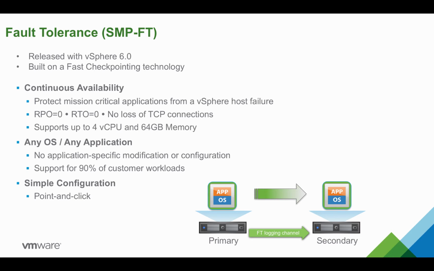It provides continuous availability to protect mission-critical applications on a vSphere platform, provides RPO and RTO of 0 and no loss of TCP connections. It supports virtual machines of up to 4 CPUs and 64 gigabytes of memory. It also supports any operating system and any application without specific modification or configuration, supports up to 90% of customer workloads, and has a single point-and-click configuration interface.